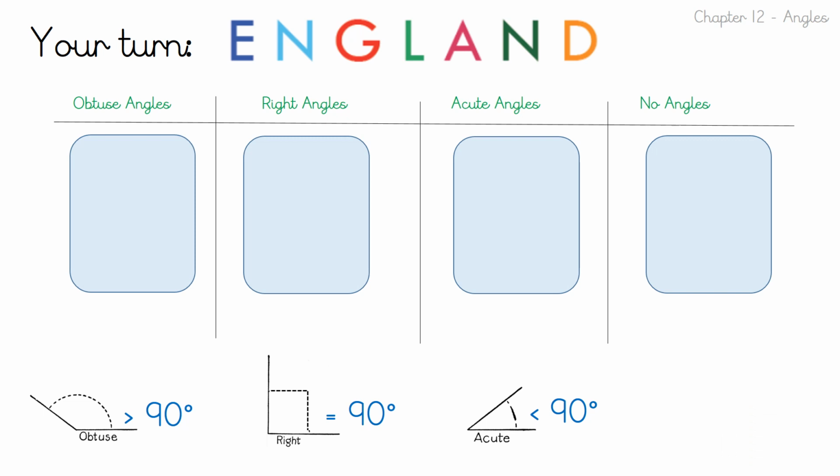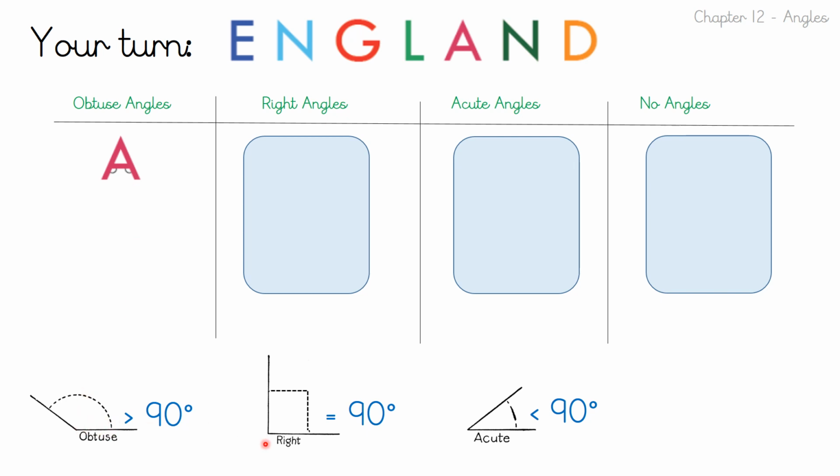Pause the video and have a go. How did you find the challenge? Was it easy? Hard? I'm sure you're already experts, but let's check. Are there any letters with obtuse angles? Amazing! A has 2 obtuse angles, 2 angles that are larger than a right angle.